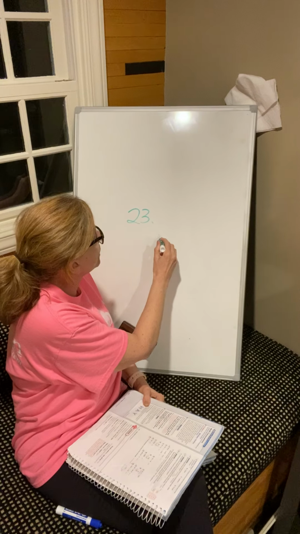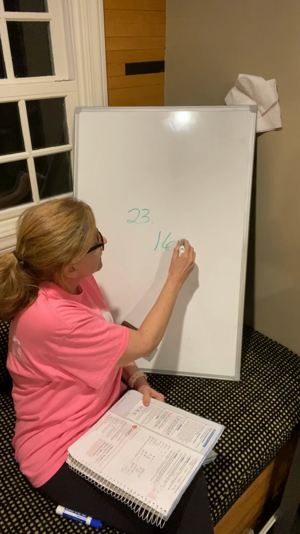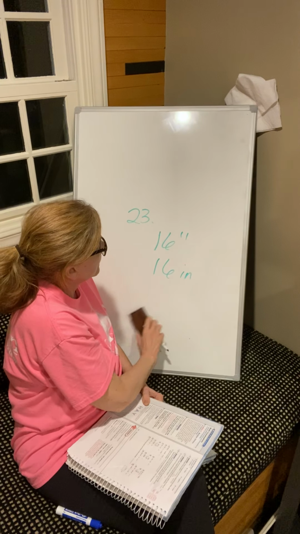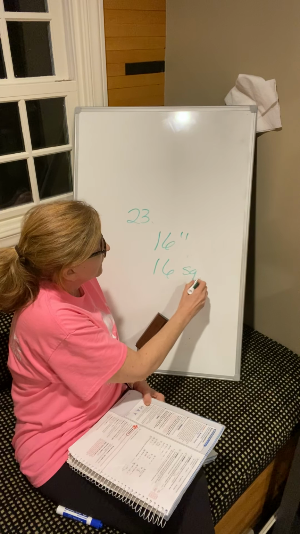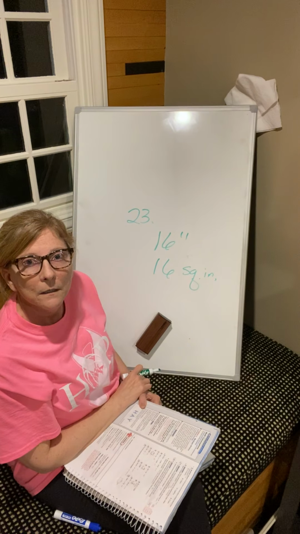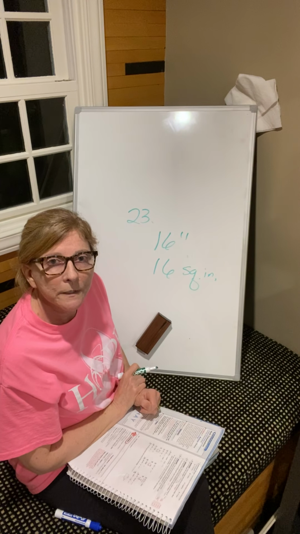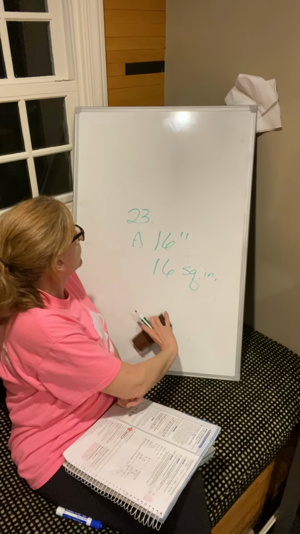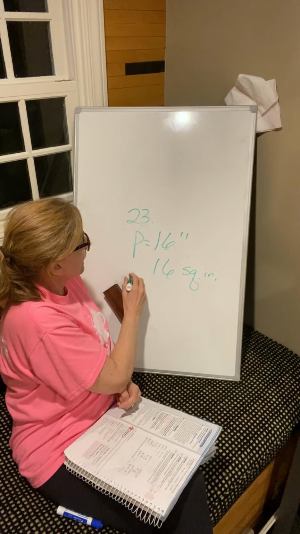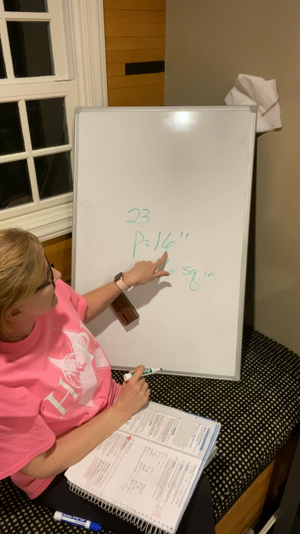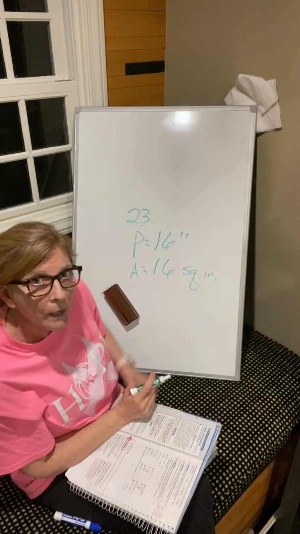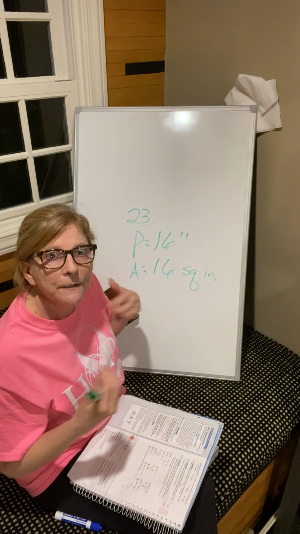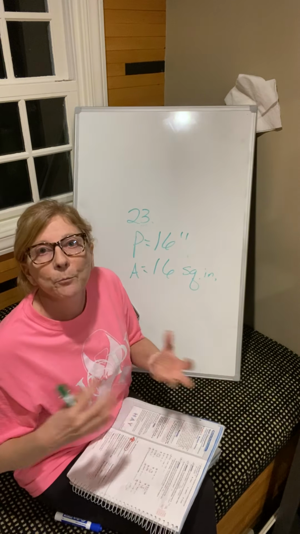Some of you put, if your answer is this, I don't know that you know which one's area, which one is perimeter. All you have to do is put an A and a P. So this is P, and this is A. Perimeter, 16 inches. Area, 16 square inches. I need to have them labeled, which is which, so I know that you know the difference between area and perimeter.